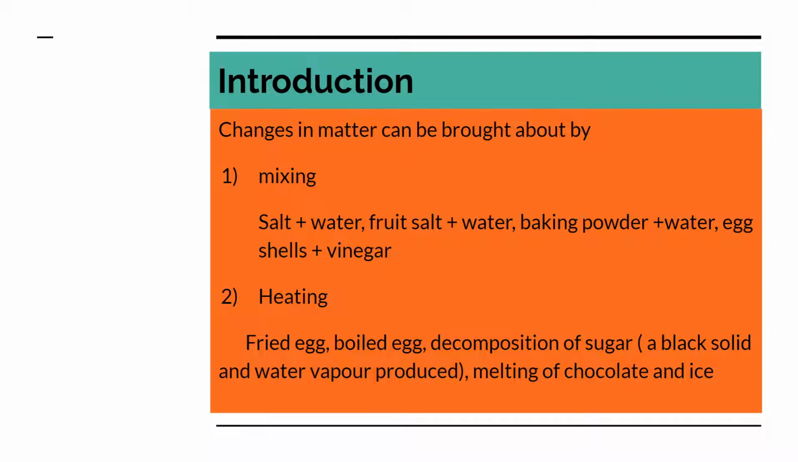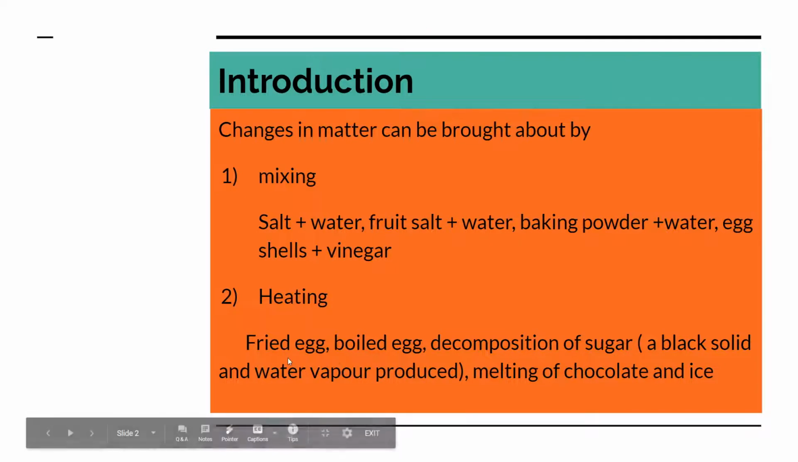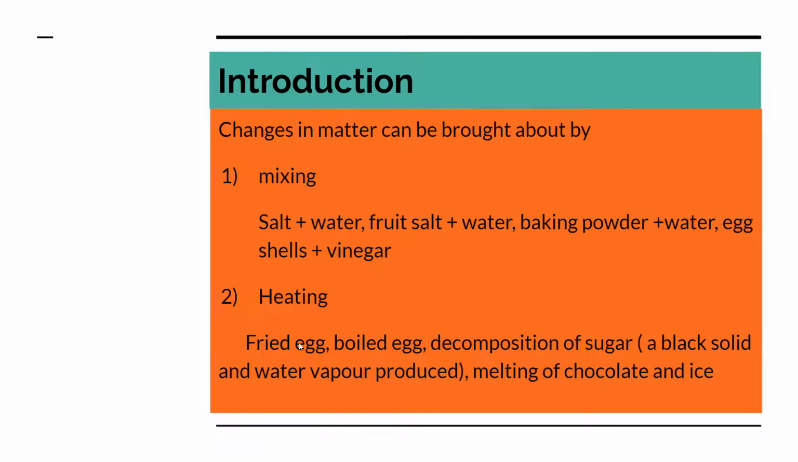If you mix fruit salt and water, it results in some bubbling, and that bubbling is because of carbon dioxide which is produced. Then if you mix baking powder and water, and if you mix eggshells with vinegar, there's again mixing. But this mixing basically results in some sort of changes. Just like that, when you heat something, for example an egg, it can be boiled or fried. When you look at the two kinds of eggs, they're different in terms of texture, and they're different in terms of taste.